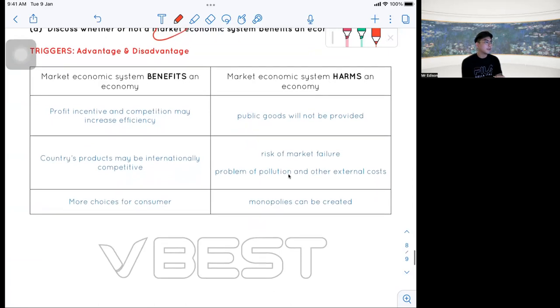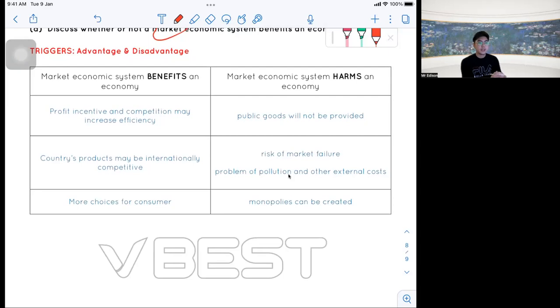And then the third one here is more choices for consumer. This is kind of subjective though. It's not like a super good point. It can be more choices or less choices as well. The reason why here is more choices is because there's no restriction of government. As long as anything can make money, they will sell it. That makes sense to you? But sometimes government doesn't allow it. Do you get what I mean?